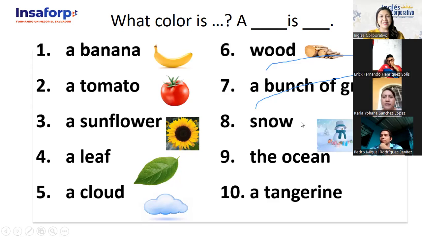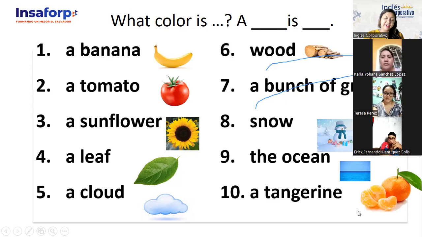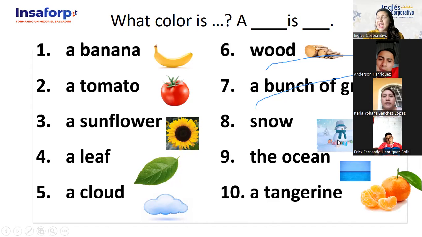What color is the snow? Snow is white. We have the snowman here, right? In the picture, we have the snow white man. What color is the beautiful ocean? Blue. It's blue, exactly. And what color is a tangerine? A tangerine. Orange. It's orange. Exactly. A tangerine is orange. Yeah, I love the smell of the tangerine. So delicious. El olor, the smell of tangerine is so good.